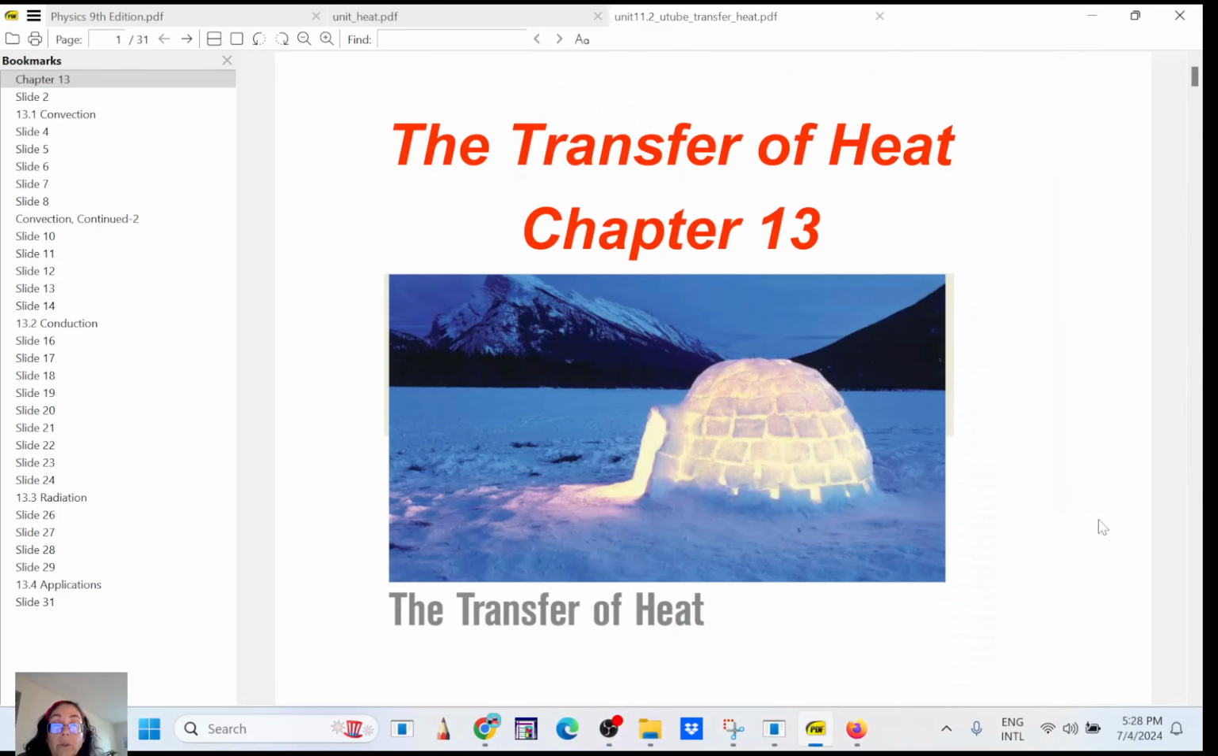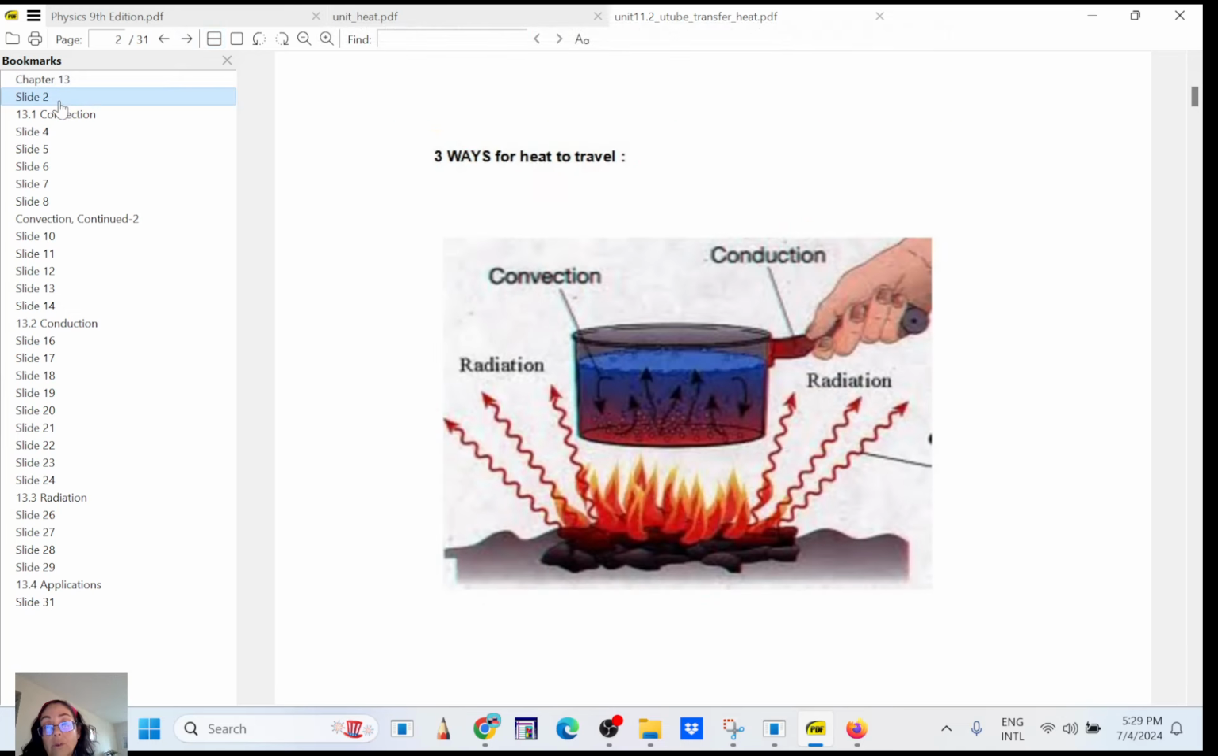Hi guys, so today we're going to start a new chapter. That will be chapter 13 in your textbook, and we'll talk about transfer of heat. Remember, heat is energy in motion, energy in transfer or in transit. And heat always goes from a hot reservoir to a cool reservoir.